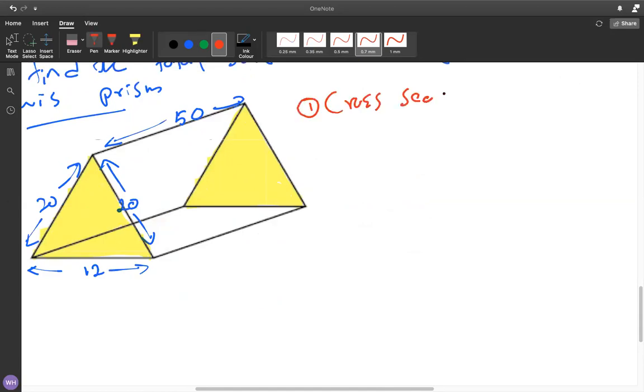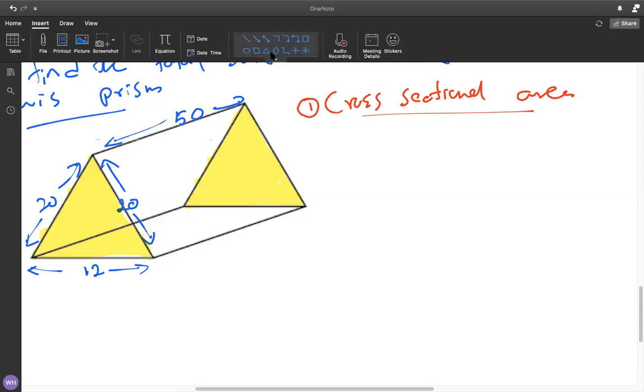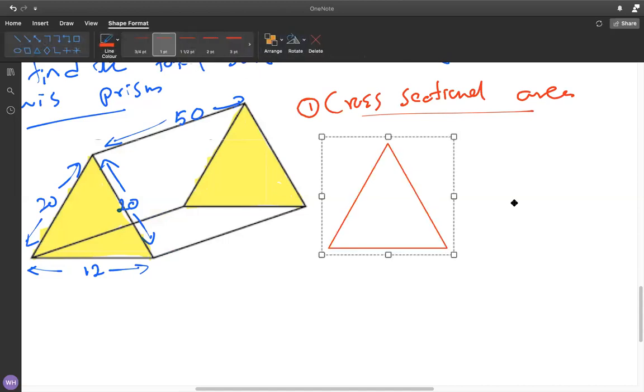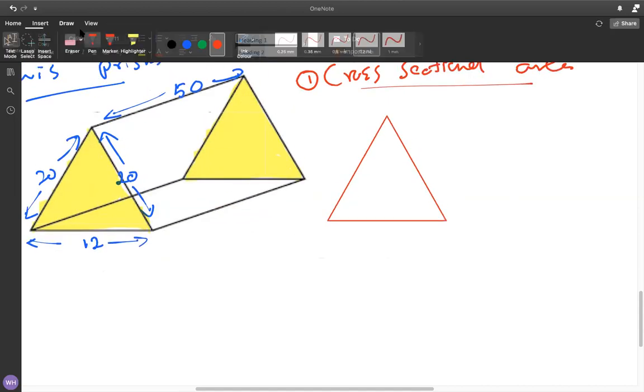Let's find the cross sectional area. What do we have as the cross sectional area? You have a triangle. A triangle like this. In this triangle they have given us some measurements: this is 20, this is also 20, and this is 12, right?